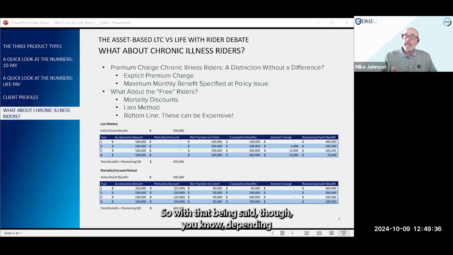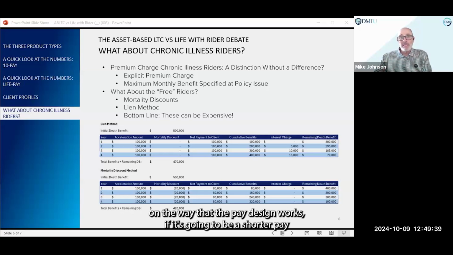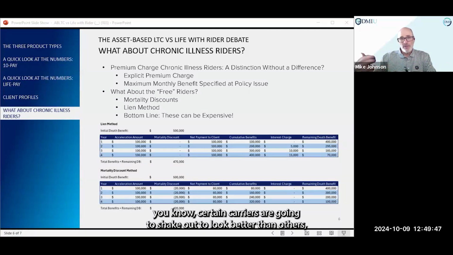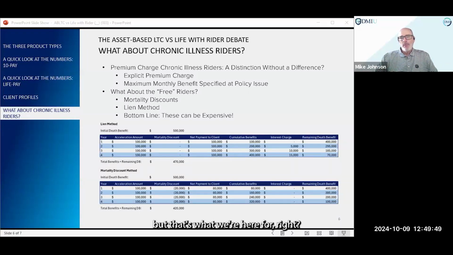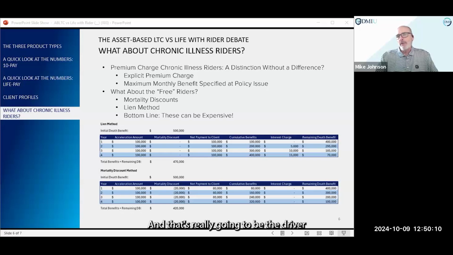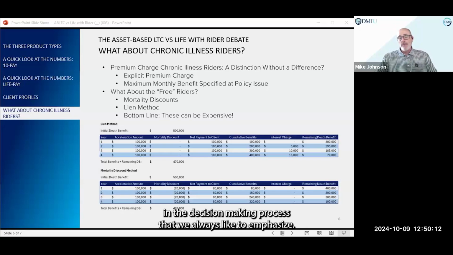With that being said, depending on the way that the pay design works, if it's going to be a shorter pay, depending on age restrictions or what have you, certain carriers are going to shake out to look better than others. But that's what we're here for. We can take those different variables, run with that and position the best product available. So no, I wouldn't say there's a sweet spot in that regard. I'm looking at it more from the perspective of the amount of care they need and the type of quality care they're looking for. That's really going to be the driver in the decision-making process that we always like to emphasize.